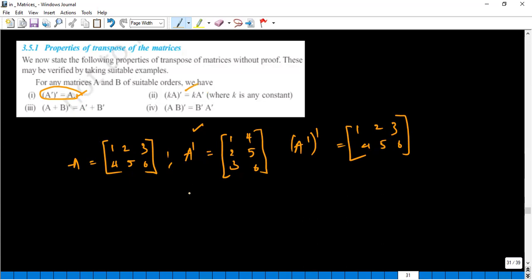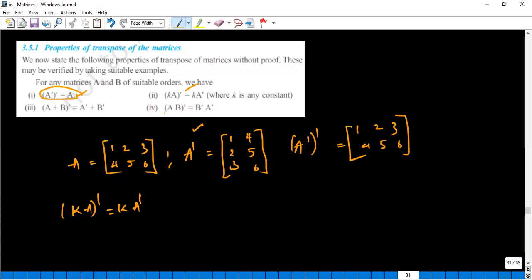And multiplication with a scalar: K A whole dash is nothing but K A dash. Just multiply with a number, that is so easy, I think. Take one example and multiply. A plus B whole dash is A dash plus B dash.